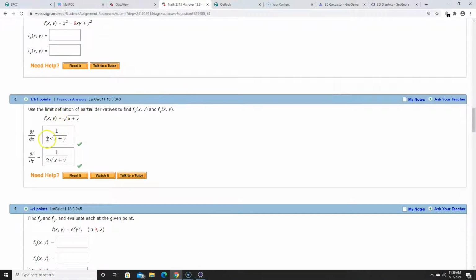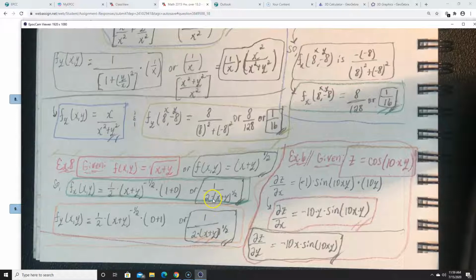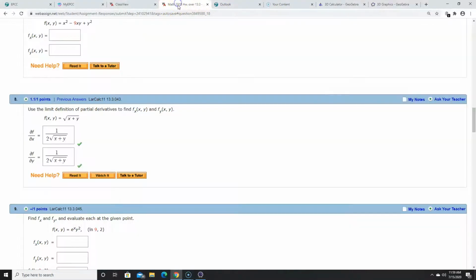There we go. 1 over 2, instead of x plus y to the 1/2, I just changed it back to a square root. This x plus y to the 1/2 can be a square root in the denominator. And we're good. So that was number 8.